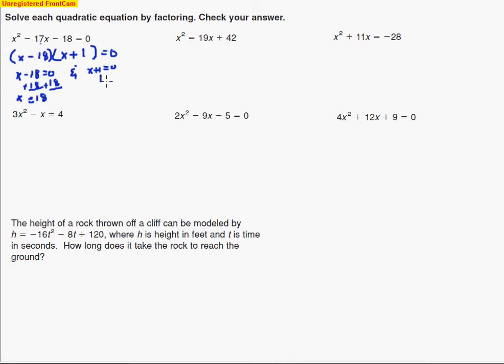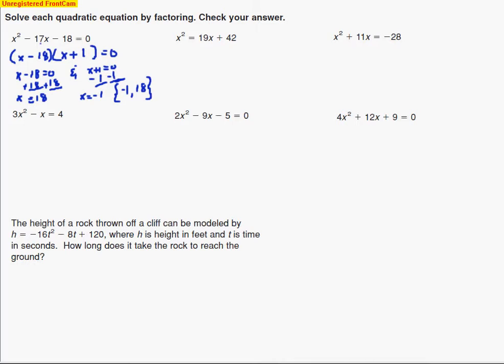Over here, we're going to take away 1, and we end up with x equals negative 1. Put the negative 1 right in for this x. Negative 1 plus 1 makes 0. 0 times any number just makes 0. So those are the two solutions, negative 1 and 18. So we'll put them in a brace to represent a solution set. So there it is.